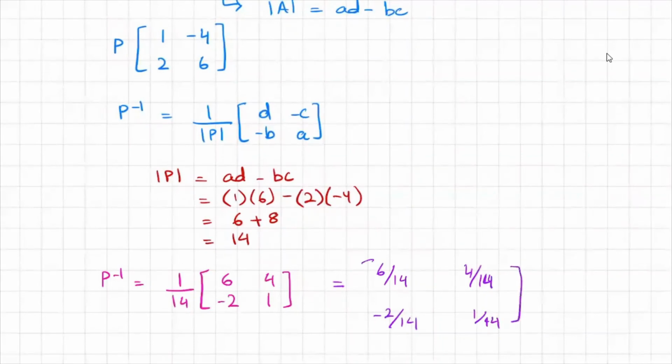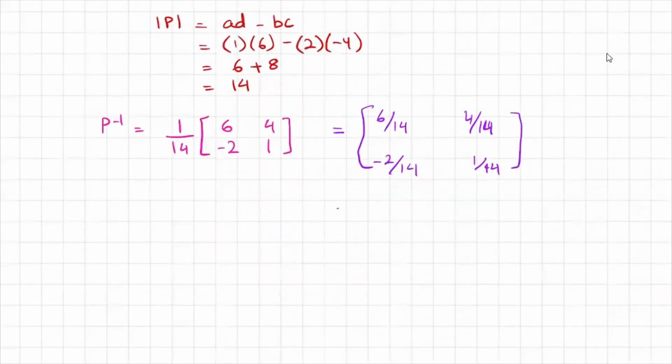Okay, I can simplify this further. So 6 over 14 can be simplified to 3 over 7, minus 1 over 7, 2 over 7 and 1 over 14. So this is your final answer.